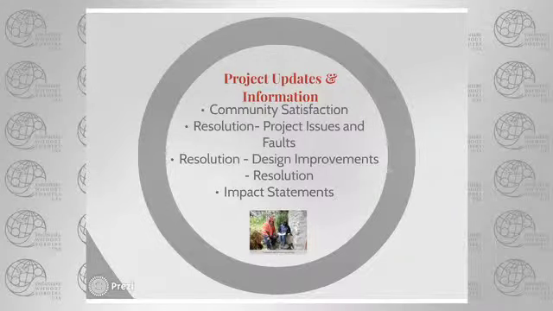So this is another part that's really important, which is project updates and information. As you're going through the project, use these tools to understand what's going on with your community. This is called monitoring and evaluation, understanding what went wrong. And a big word in projects these days is resolution.